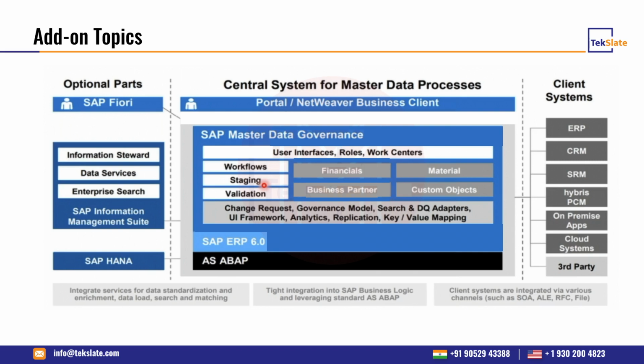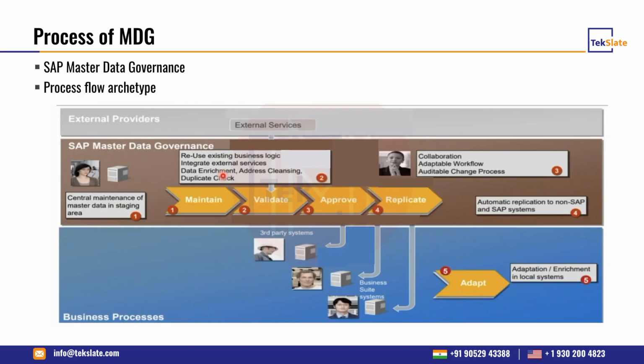And here we have the target systems. These are the target systems which you can maintain: ERP system as a target system, CRM, SRM, hybrid PCM, on-premise app, cloud system, third-party system. So we can provide any of these systems as a third-party system. This is about the complete architecture of SAP MDG. This is a very important concept. The MDG framework works in this way.